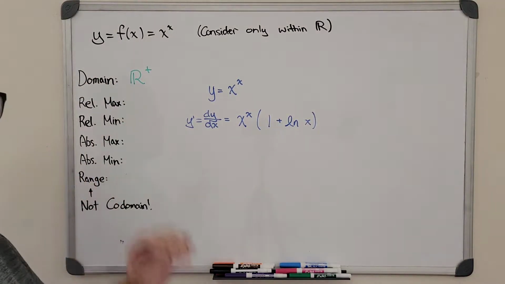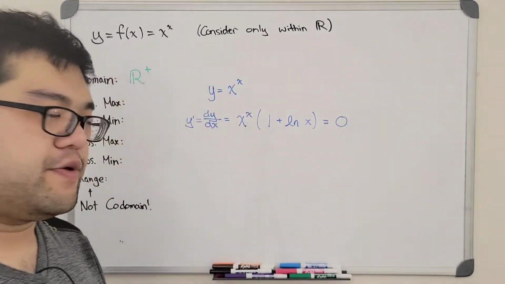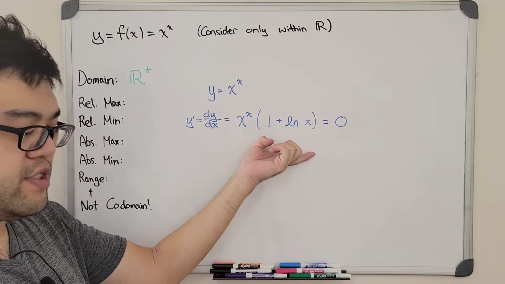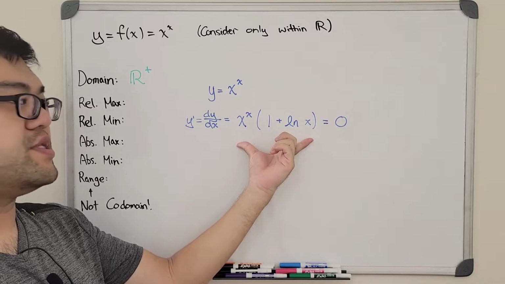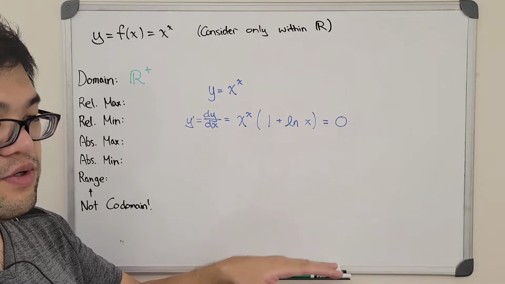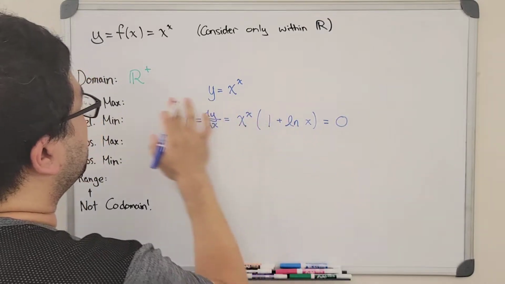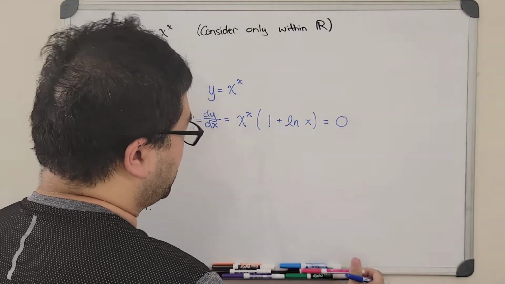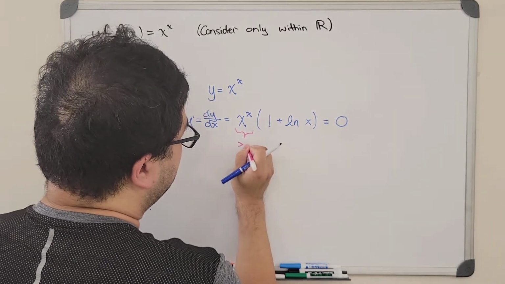Then to find the relative extrema, of course, we need to set this equal to 0. We know that the possible locations for relative extrema are where the first derivative is equal to 0, in other words, when the point has 0 tangent slope. Since we know the domain of this function is all positive numbers, we already claimed that the function itself, x to the x power, is always positive.